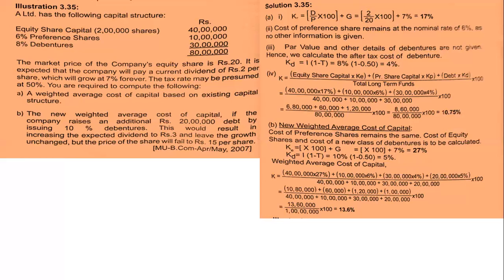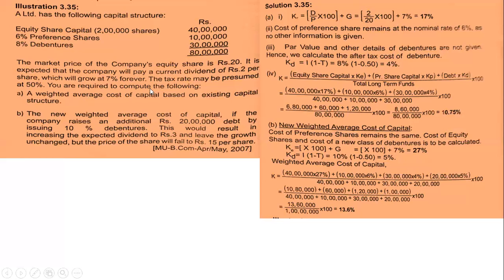D divided by P into 100. Now what happens here in this case is, see, there they have given the expected dividend is 3, right? So D will increase to 3, and the market price P decreased to 15, from 20 to 15. 3 divided by 15 into 100 means we'll be getting 20. Fine. And there is a growth rate of 7%. So forever growth rate, every year there will be a growth rate of 7%. So 20 plus 7% will get 27%.